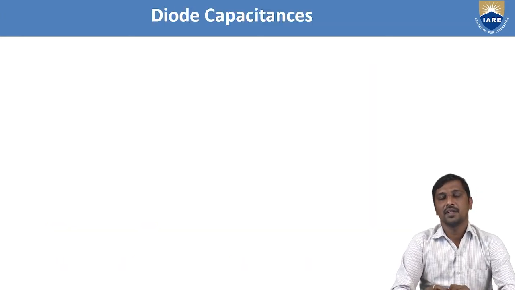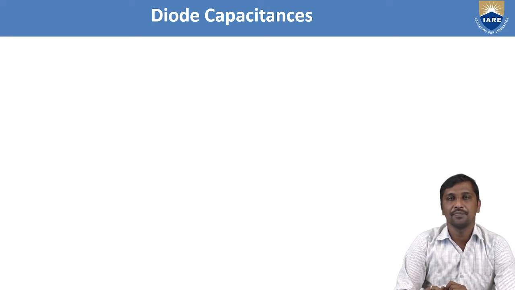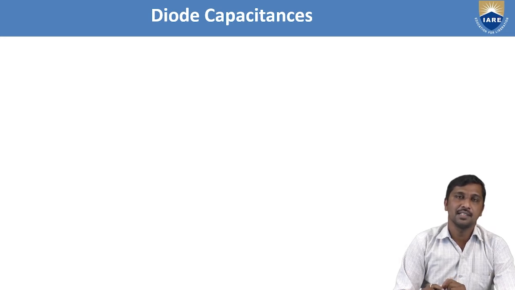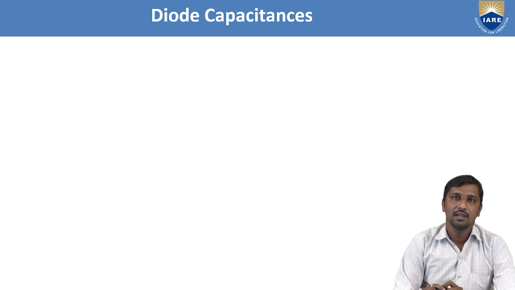Next, coming to diode capacitances. How does the diode act as a capacitance here? Generally, we know that a capacitance contains two parallel conducting plates, and in between those two parallel conducting plates, a dielectric medium is there. Those two plates can act to store some charge. So now we are going to show how this diode also exhibits capacitances.